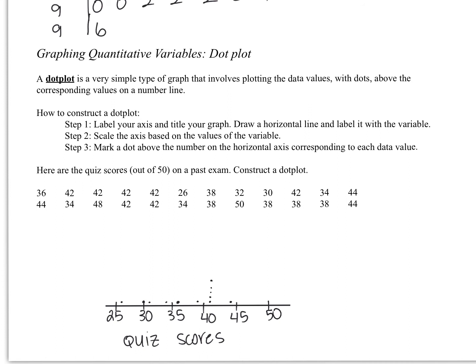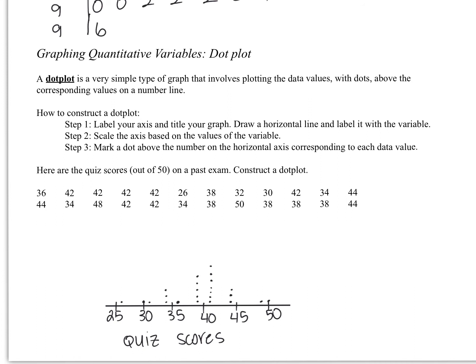34, 44, 44, 34, 48, another 2 over 42, another 34, 38, 50, 3 more 38s, and then another 44. So the nice thing about dot plots, they're pretty quick. Even if you have a larger data set, dot plots are still very quick.